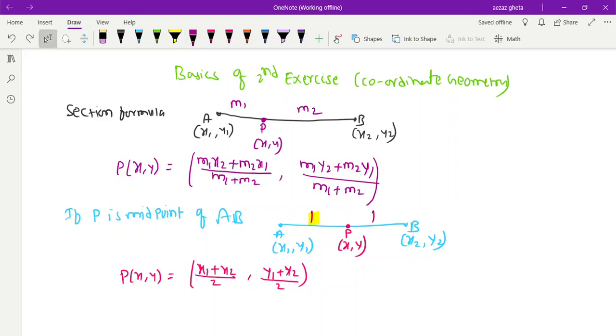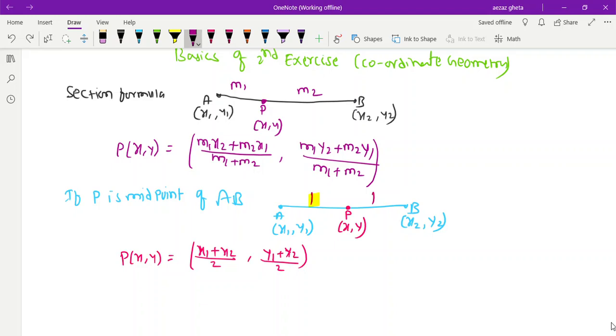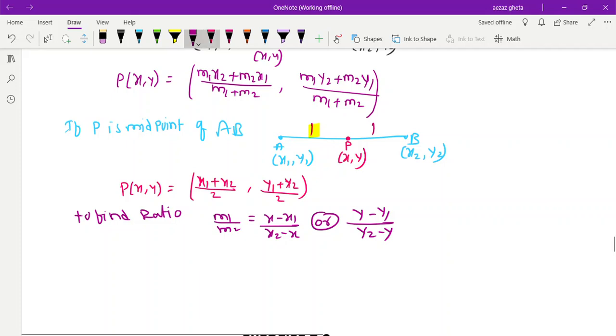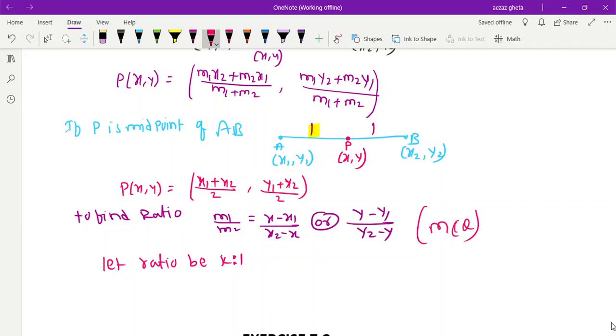Now if we go to the next, we have one formula for MCQs, that is to find the ratio m1:m2. The ratio formula is m1 by m2 equals x minus x1 divided by x2 minus x, or in terms of y, y minus y1 divided by y2 minus y. This is only for MCQs; you can't use it directly for 2 or 3 mark questions. For theory questions of 2 or 3 marks, let the ratio be k is to 1 and use the section formula. Got it everybody?